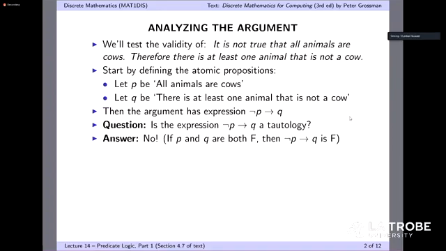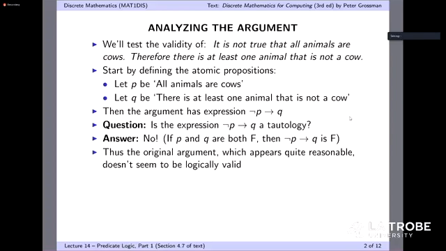But from the wording, if you look at that, it seems like this is a perfectly reasonable argument. We're given a fact, a premise, not all animals are cows, so there is at least one animal that is not a cow, in other words. That looked like a true, valid statement, but when we tested through propositional logic, it gave us a different answer. So it doesn't seem logically valid from here. There is something missing here.